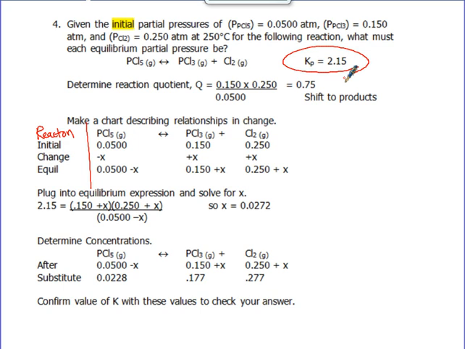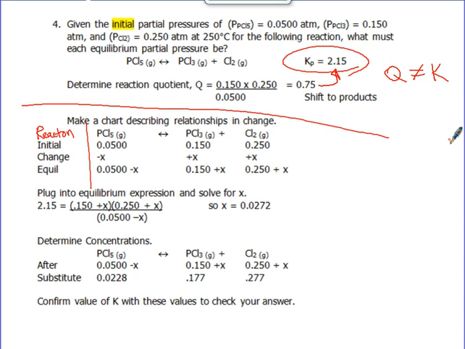Before we get into that, I took about 2 seconds and plugged all these in. I did the products over the reactants just to find out where we are. That's what Q is, right? It's the products, PCl3 times Cl2 divided by PCl5, and right now I've got 0.75. And 0.75 is less than 2.15, so we're not at equilibrium. If Q does not equal K, we're not at equilibrium. If we're not at equilibrium, the reaction has to shift.